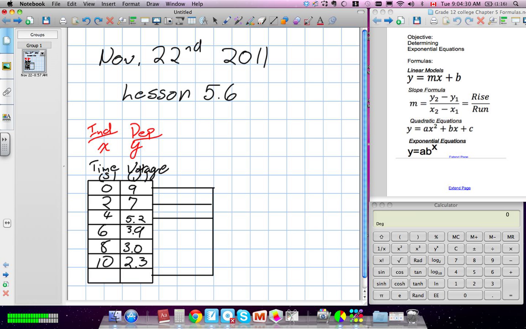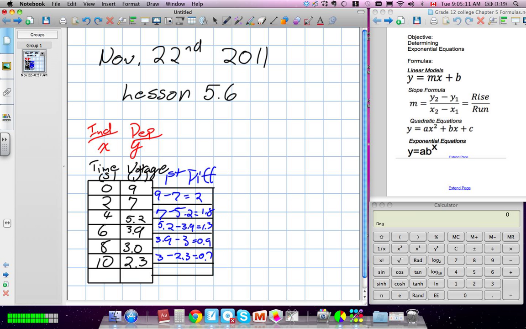What is the first thing I do if I want to figure out if it's linear? What's it called? First differences. So we're going to find the first differences of our dependent variables. I'm going to take the number on top. 9 subtract 7 gives us 2. 7 subtract 5.2, is that 1.8? 5.2 subtract 3.9 gives us 1.3. 3.9 subtract 3 gives us 0.9. And 3 subtract 2.3 gives us 0.7.